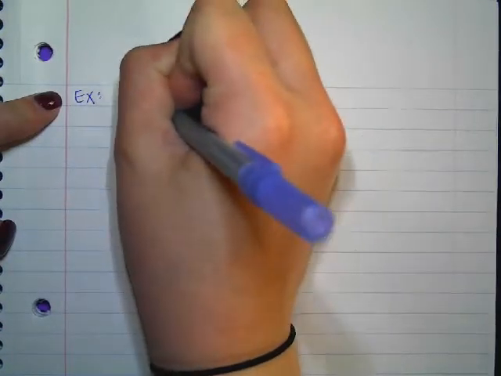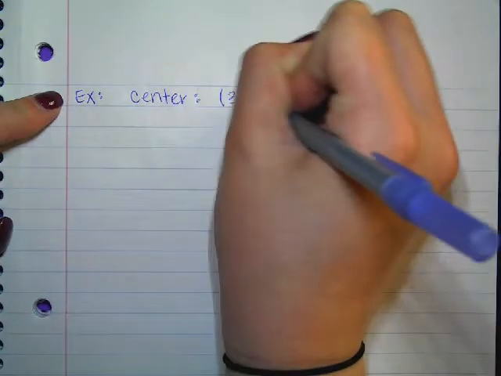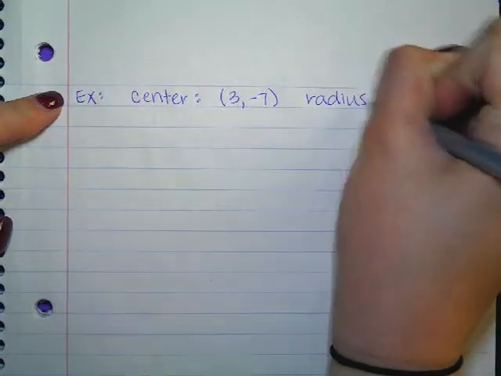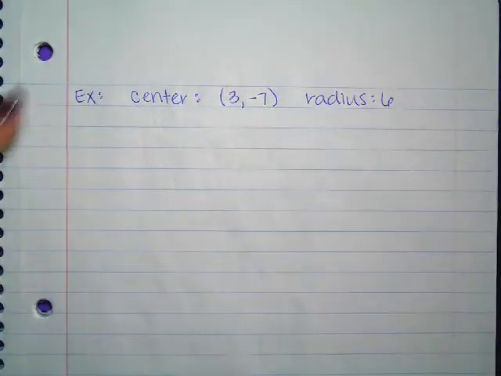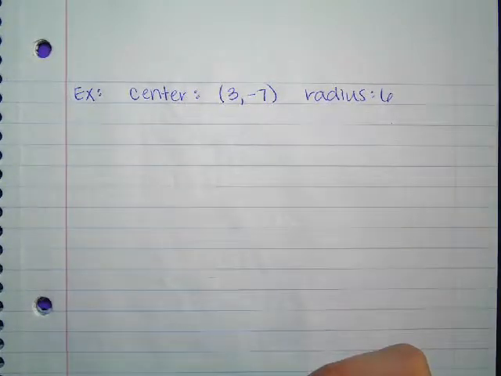So here's the first problem. If I give you a circle and it has a center of (3, -7) and a radius of 6, how do we write the equation of the circle?